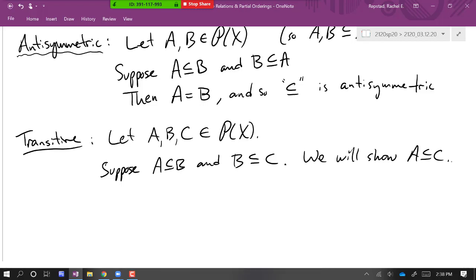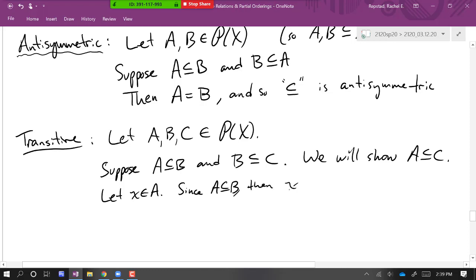Well, B is a subset of C, so A must be a subset of C. That's the argument we're going to try to make. You could illustrate it by circles. So I'm going to start this out the way we do a usual containment proof. I'm going to let little x be an element of A, and since we know A is a subset of B, then little x must be an element of B.